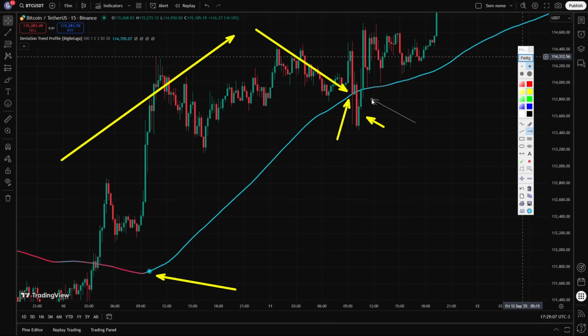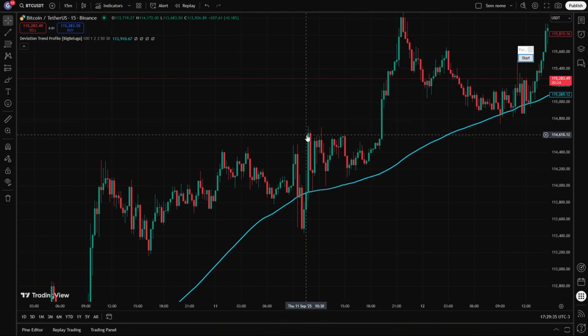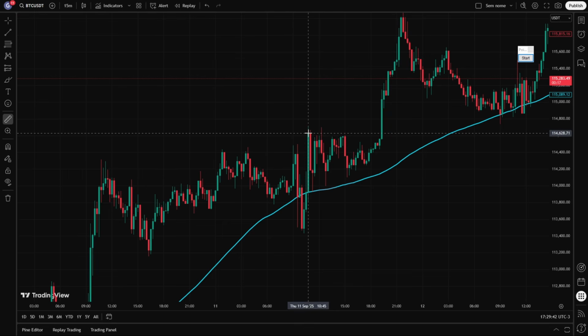So when the price bounced back to the moving average, specifically on this candle, it formed a massive power candle. This then allowed me to open my buy trade with the intention of capturing the continuation of this uptrend.